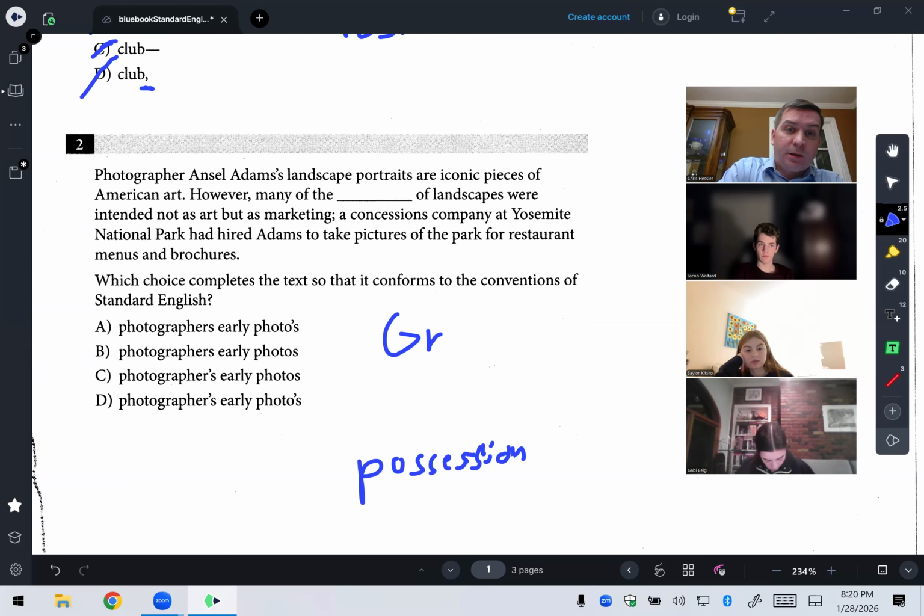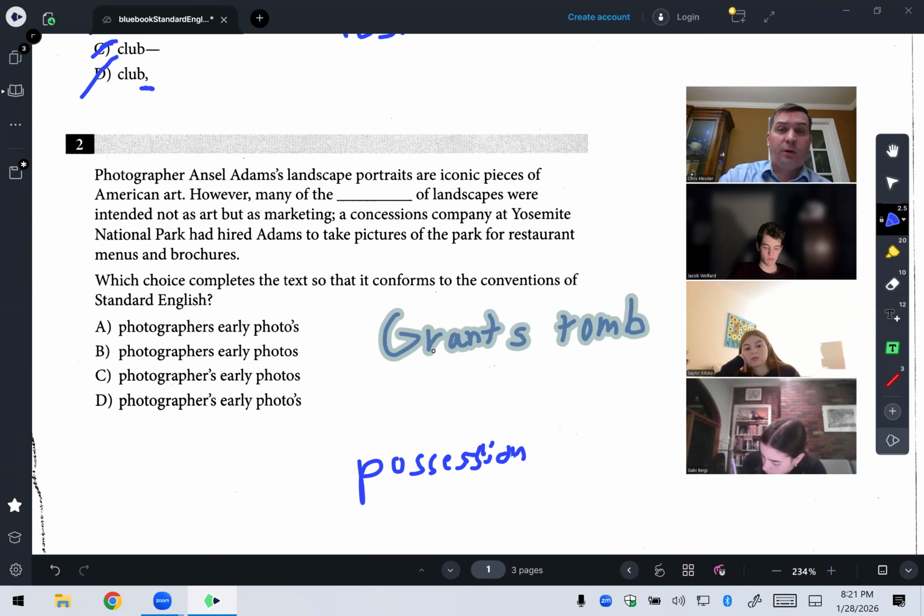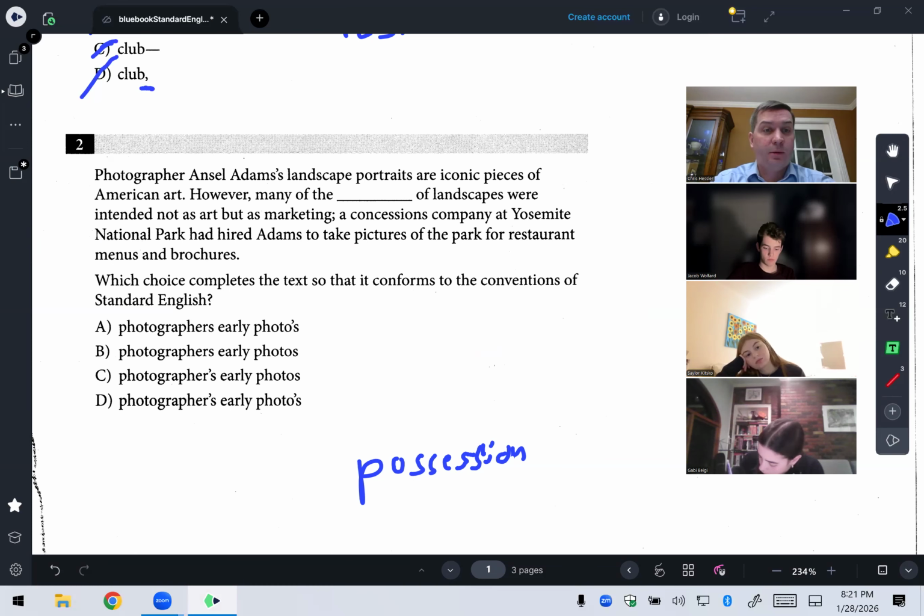So here is possession. Grant's tomb. Okay, so this would mean that one man named Grant is buried there. This would mean many Grants are buried there. Maybe the whole family, Grants' tomb. So you put the apostrophe after the S if it's plural possession. If it's singular possession, it goes just apostrophe S. All right, so I have all these apostrophes going, and okay.